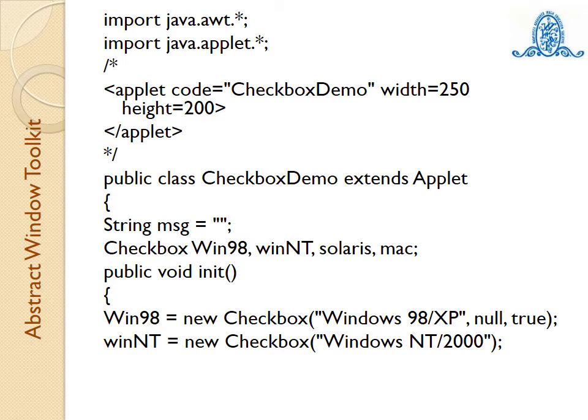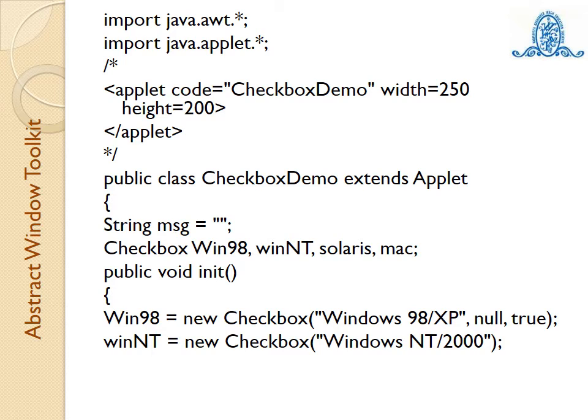So here two packages are imported, that is import java.awt, import java.applet. Now here applet tag is used, which consists of code, width and height attribute. Then the class applet is defined, that is CheckboxDemo. So public class name extends Applet. Then here the four variables of checkbox class are defined: win98, winnt, Solaris and mac.